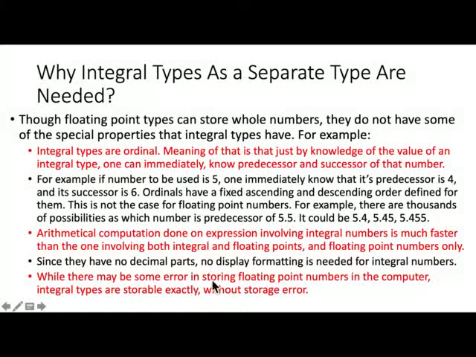While there may be some error in storing floating point numbers in the computer, integral types are storable exactly without any storage error. That's a huge advantage when you want to eliminate errors in computation.